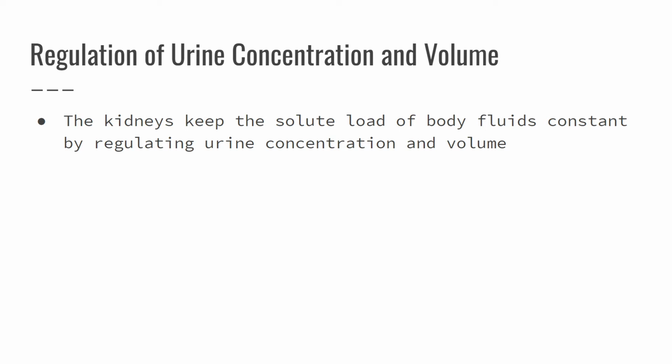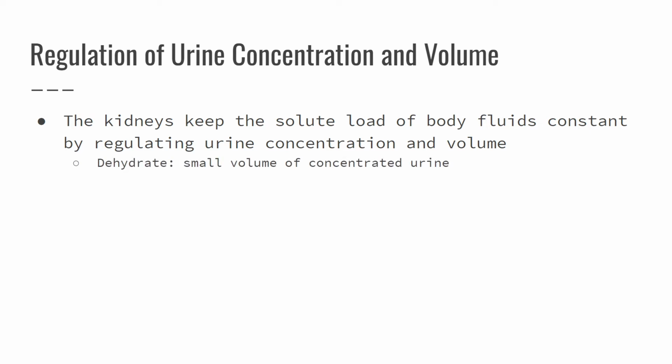So the kidneys keep the solute load of body fluids constant. We've established that already. So then the question is, how do they do that? By regulating urine concentration and volume. The way the kidneys are able to keep our osmolality the same is by regulating urine concentration and volume.